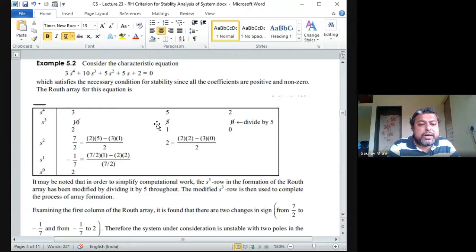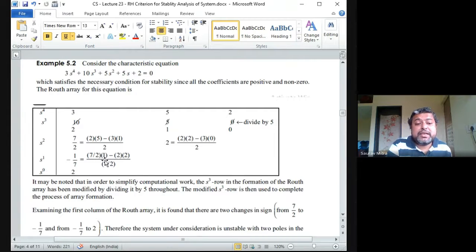Okay. So this is 2, 1, 7 by 2 and 2. How to find that? 7 by 2 into 1 minus 2 into 2, divided by 7 by 2. So this is 7 by 2 multiplied by 1. That means 7 by 2 minus 2 into 2, that is 4. So 7 by 2 minus 4, divided by 7 by 2. So this is written here, 7 by 2 multiplied by 1 minus 2 into 2 divided by 7 by 2. And you are finding that this calculation is yielding minus 1 by 7.